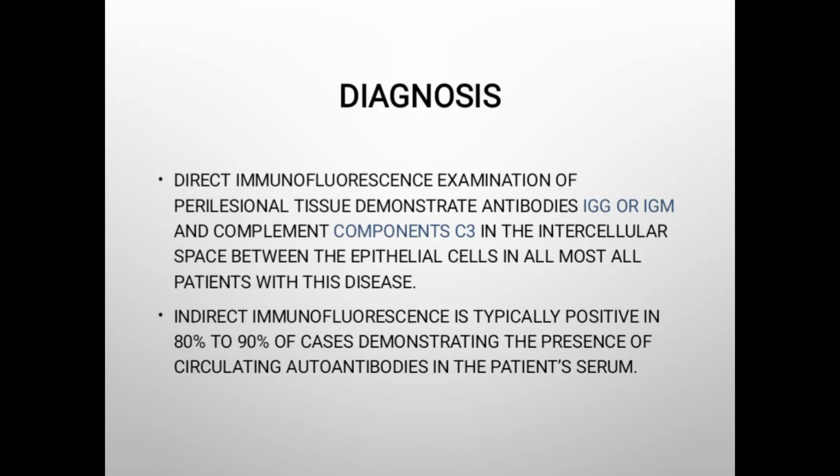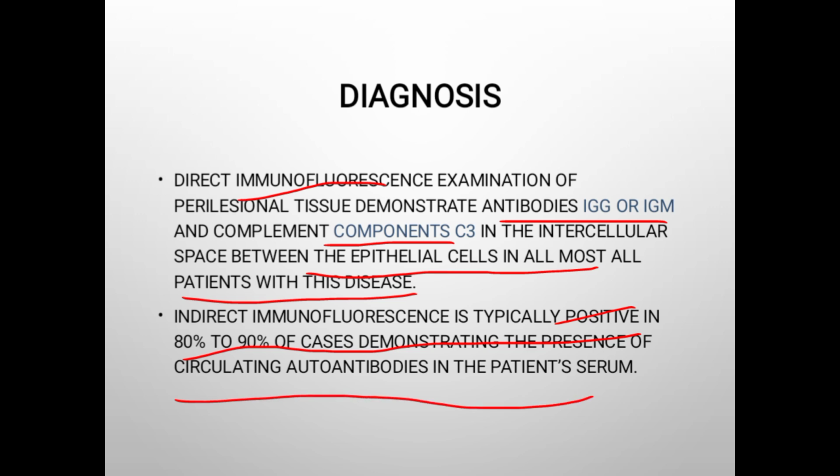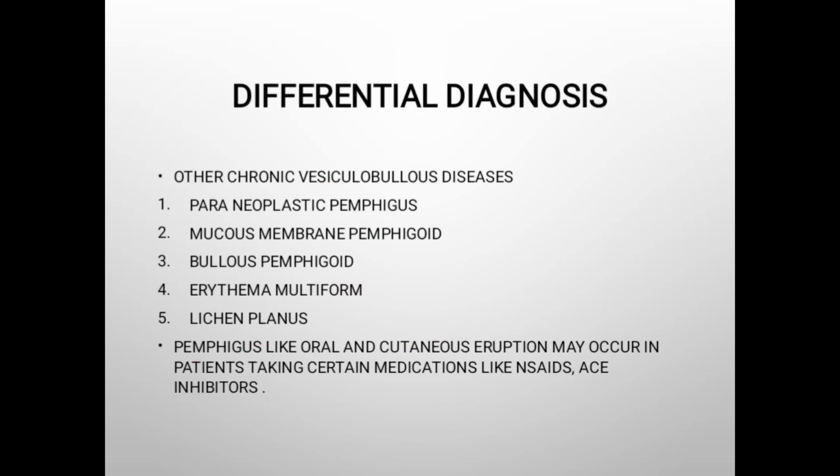For diagnosis, direct immunofluorescence examination of perilesional tissue demonstrates IgG and sometimes IgM antibodies and complement C3, which is very important, in the intraepithelial space between epithelial cells in almost all patients with this disease. Indirect immunofluorescence is typically positive in 80 to 90 percent of cases, demonstrating the presence of circulating autoantibodies in the patient's serum. In differential diagnosis, you consider paraneoplastic pemphigus, mucous membrane pemphigus, bullous pemphigoid, erythema multiforme, and lichen planus.